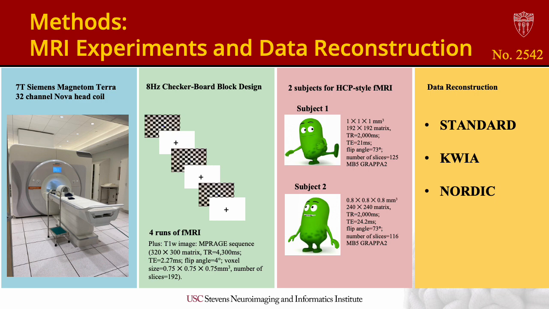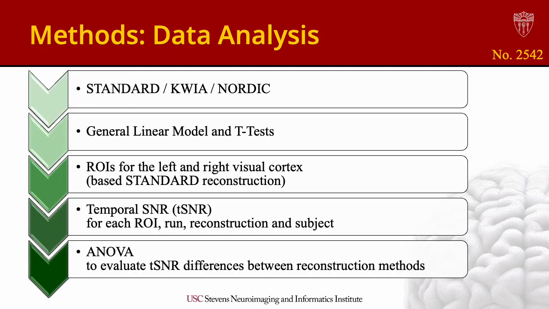For each functional MRI run for each subject, the data was reconstructed using 3 methods: standard, KWIA, and NORDIC. Each reconstructed fMRI time series was realigned to correct motion and high-pass filtered, then co-registered to the anatomic image. No spatial smoothing was performed. Each pre-processed fMRI dataset was then analyzed using a general linear model with a predictor for visual stimulation and nuisance regressors for motion parameters, and t-tests were conducted for the contrast of visual stimuli versus fixation.